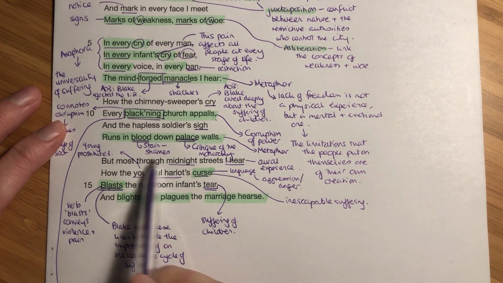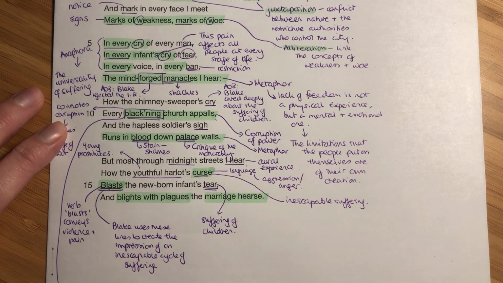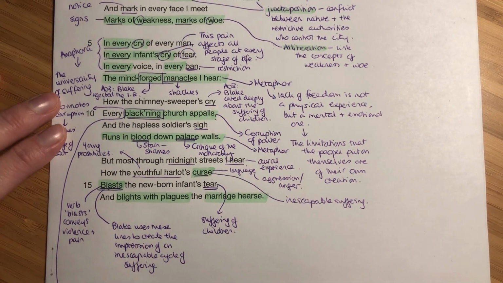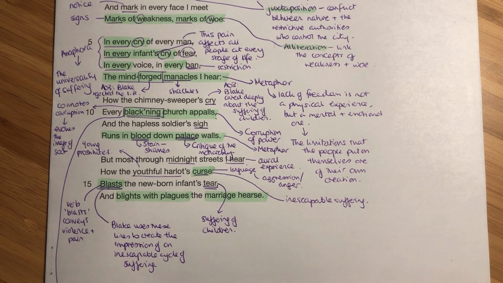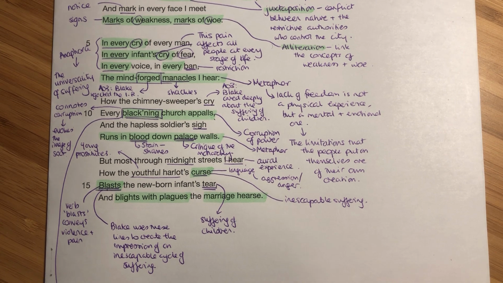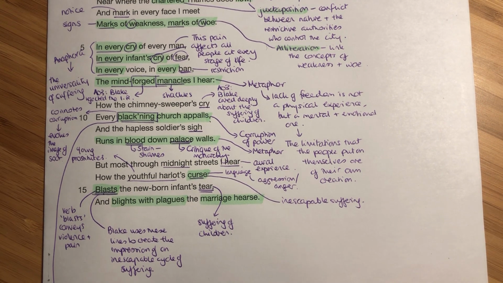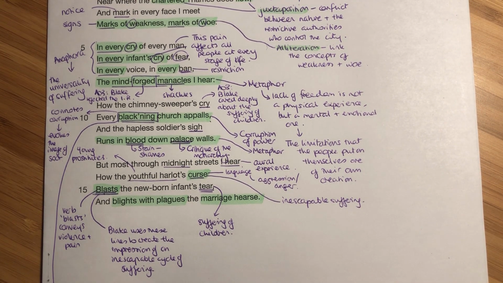When he says most through midnight streets I hear, we get the impression that this is the thing that distresses and upsets him more than any other. And it's perhaps this idea that this is misery that's being handed on from generation to generation of disenfranchised people who've been rejected and let down by the systems of authority in the city that they live. And there is no end to their suffering.